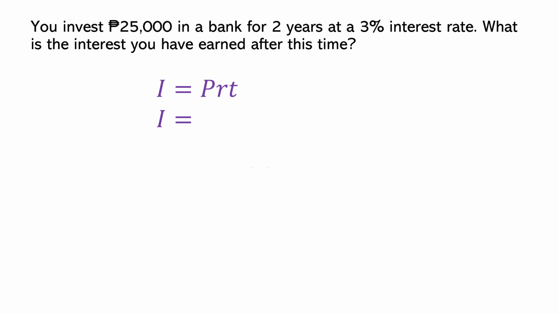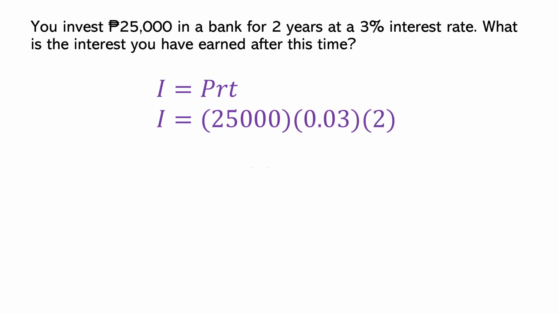So we have 25,000 as the principal amount. The rate is 3%, but you cannot put 3% there, you have to put the decimal form of the percentage. To do that, you divide the percent by 100. So 3 divided by 100, you'll get the decimal form of 0.03. That is equivalent to 3%. And then the time, or T, is 2 years, so we're going to put 2.